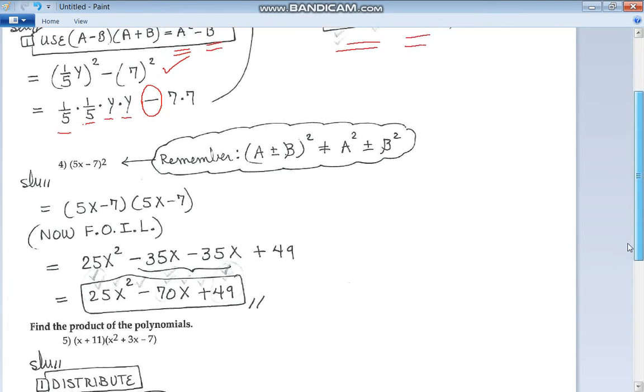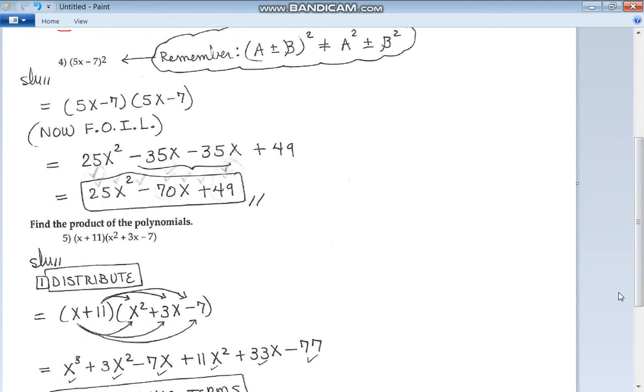The next question, number 4, we're going to have 5x minus 7 to the second power. Now here's a little warning. Don't assume that means first term squared plus or minus the last term squared. There's no such rule. Instead, you have to use the definition of having this full base raised to this exponent 2. It is the full base 5x minus 7 times itself.